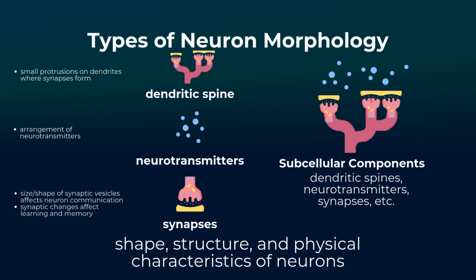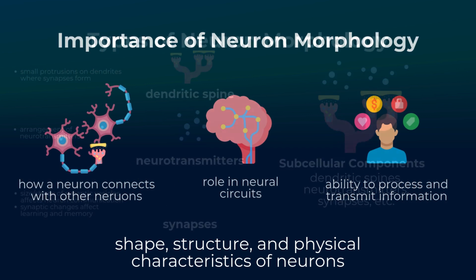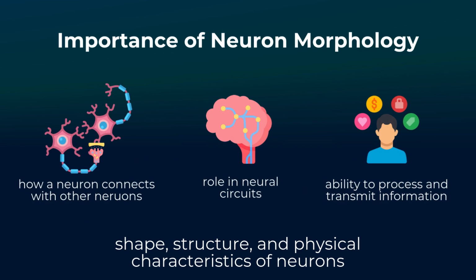Synaptic morphology, including the size and shape of synaptic vesicles and the arrangement of neurotransmitter receptors, is also studied. This helps in understanding how neurons communicate and how synaptic changes can affect learning and memory. Neuron morphology is crucial because it influences how a neuron connects with other neurons, its role in neural circuits, and its ability to process and transmit information.